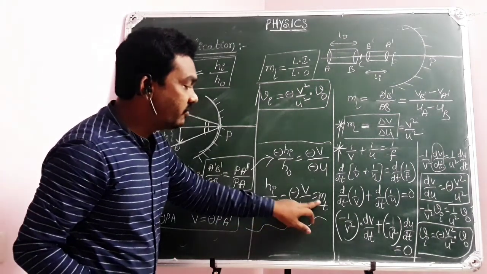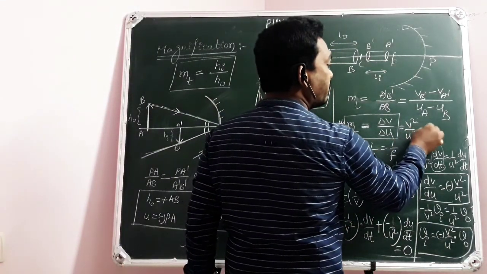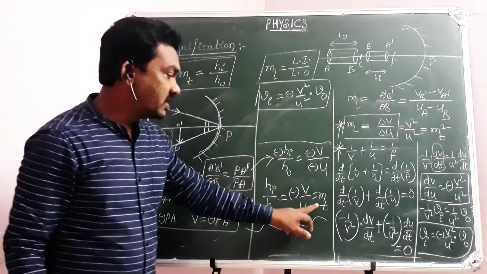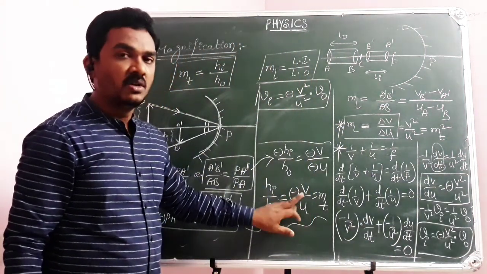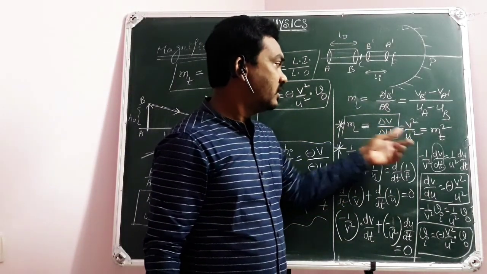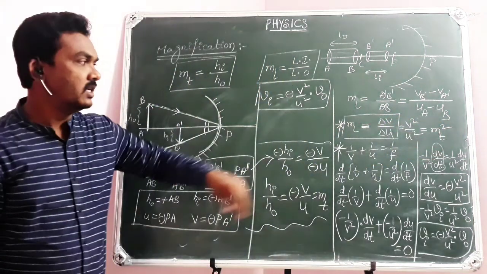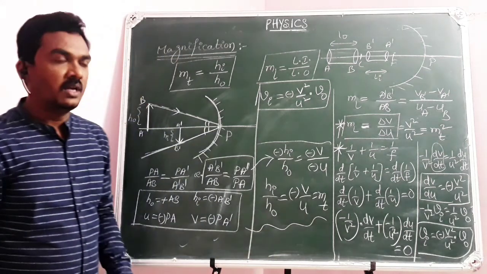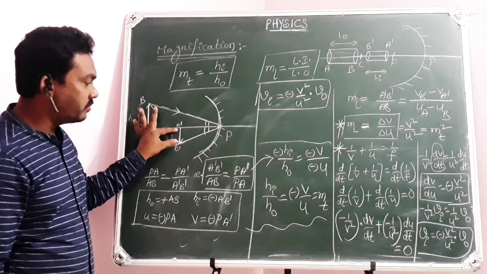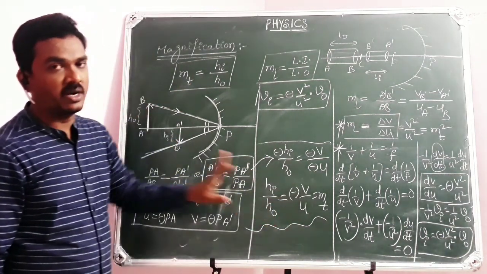As transversal magnification is minus V by U, then V square by U square is nothing but MT square, because MT, the transversal magnification, is minus V by U. Minus V by U whole square can be written as V square by U square. So linear magnification is the square of the transversal magnification, an important conclusion. Transversal magnification is the ratio of image size to object size, equal to minus V by U. This is the formula derivation.